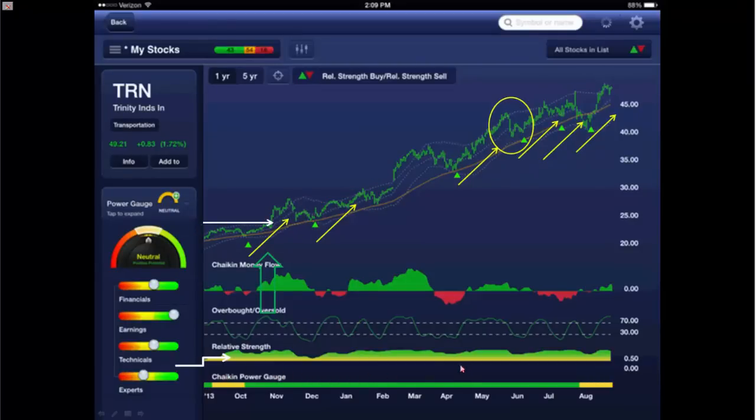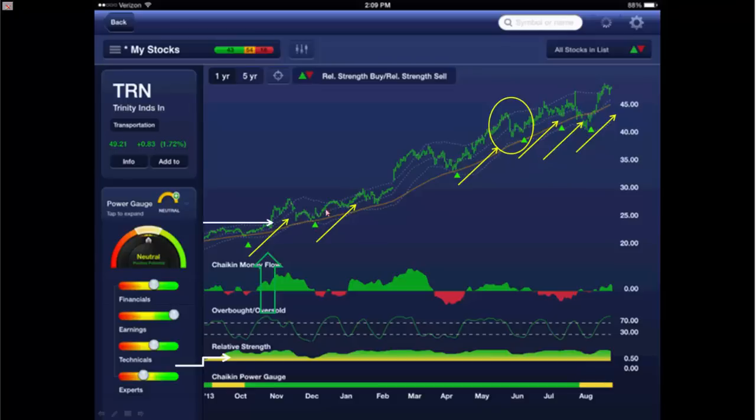The power gauge has been either neutral or bullish for over a year. The stock broke out of that accumulation or basing phase back in late October of '13 when the stock was under 25. Chaikin money flow had been building up, and even prior to that, the relative strength of Trinity to the market had gone from red to green. There had been a change of personality, and the stock was now stronger than the market. And then in early October, the power gauge turned bullish again, and this was your opportunity to zero in on a stock like Trinity, and I'll show how we do that in a minute.